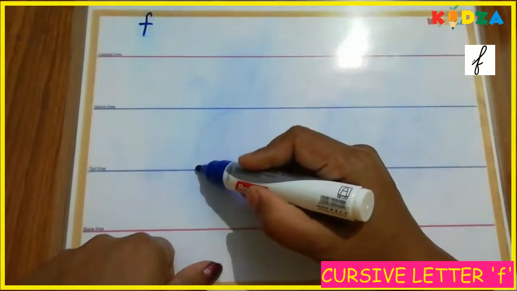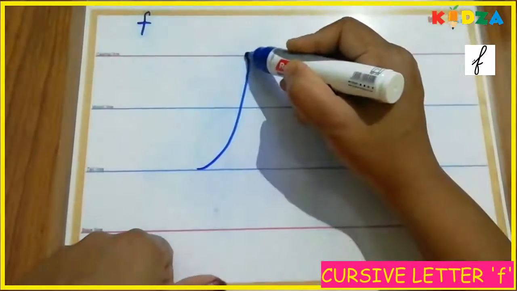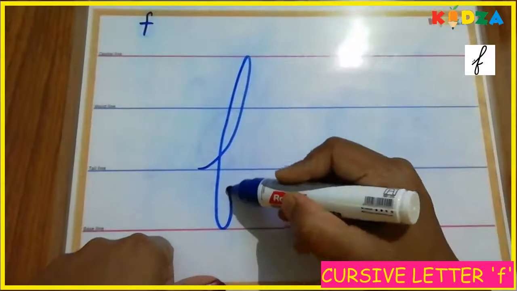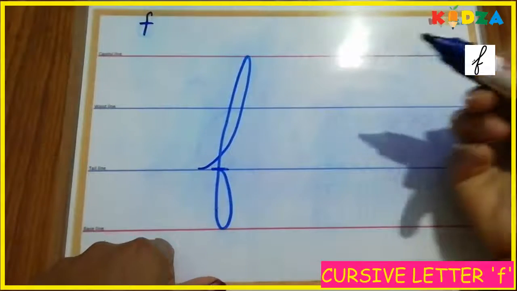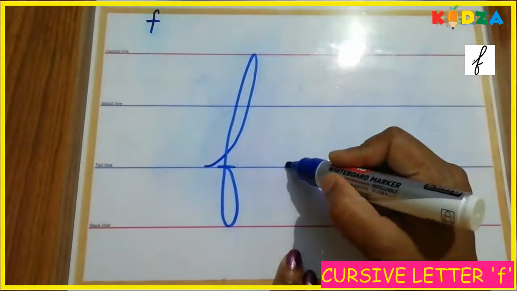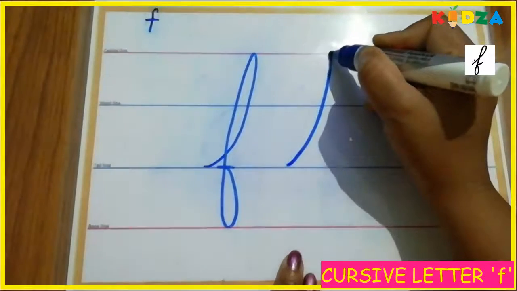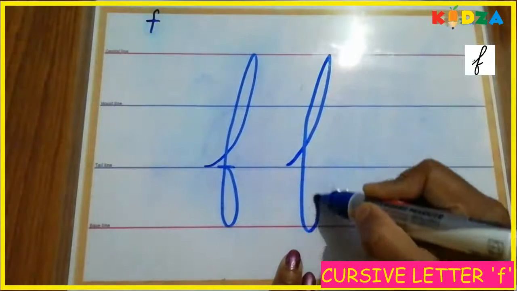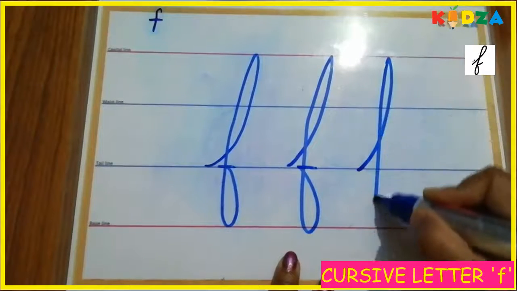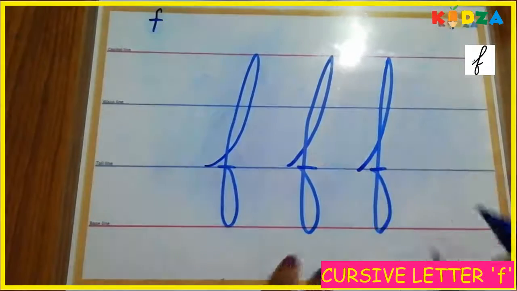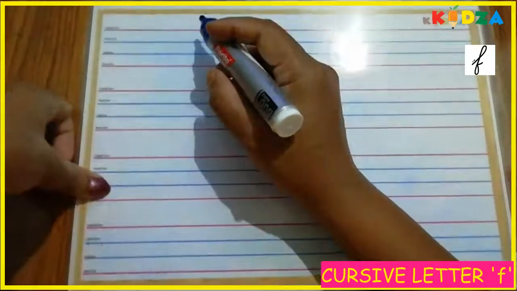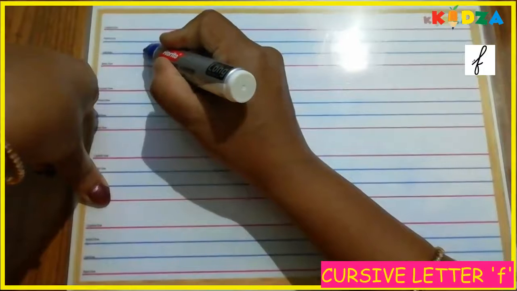Start with the tail line. Go until you touch the capital line and come down and write a small sleeping line. Cursive F. Now let's practice to write small cursive F some more time.